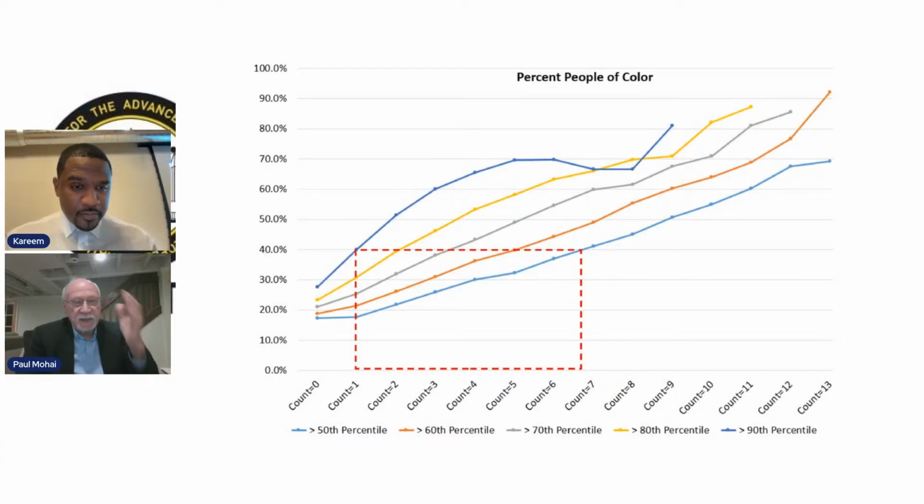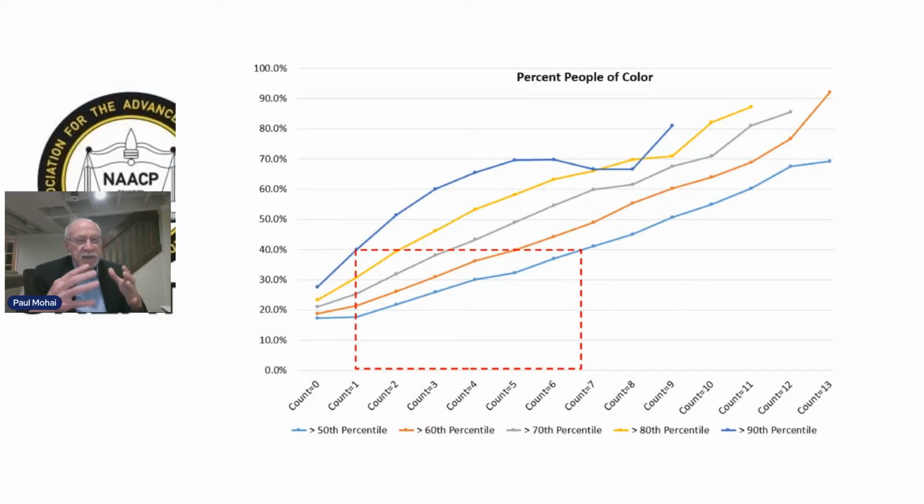Let me just concentrate then on the people of color. Basically, what I did is I combined the two ideas. Each line represents an increasingly higher intensity threshold. This is the 50th percentile, and the next line is the 60th. The gray line is the 70th. The yellow is 80. The dark blue is 90. And then each dot on the line represents a count.